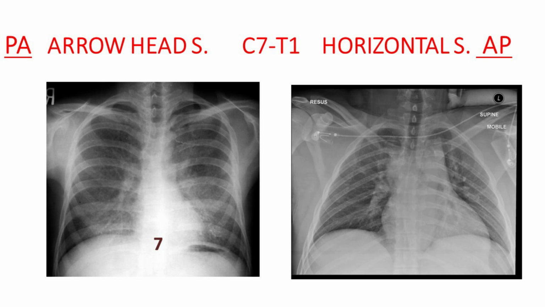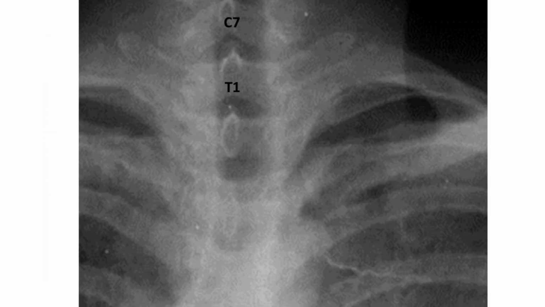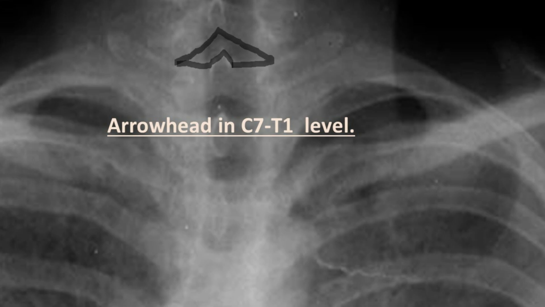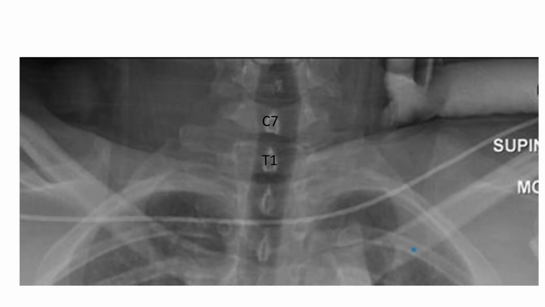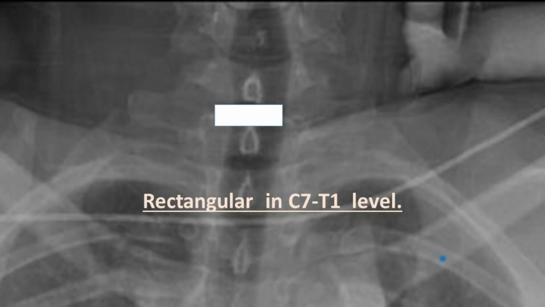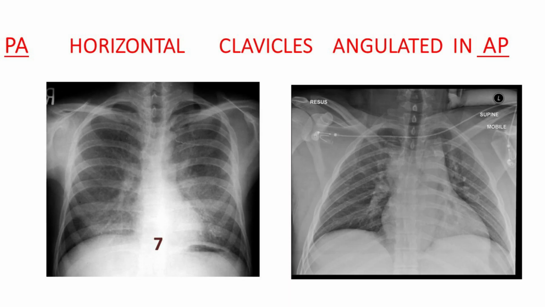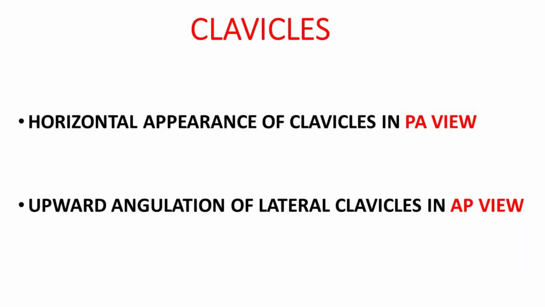The first one is the C7T1 level, whether it is an arrowhead sign or a rectangular sign. I am giving the magnified image of the C7T1 level, which is eye-catching, showing the arrowhead sign for PA view. Next, you can see in the AP view the magnified image of the C7T1 level giving the rectangular sign. The second is the horizontal appearance of the clavicles in the PA view and the oblique pattern of the clavicles in the AP view. But it is not very sensitive and not specific.